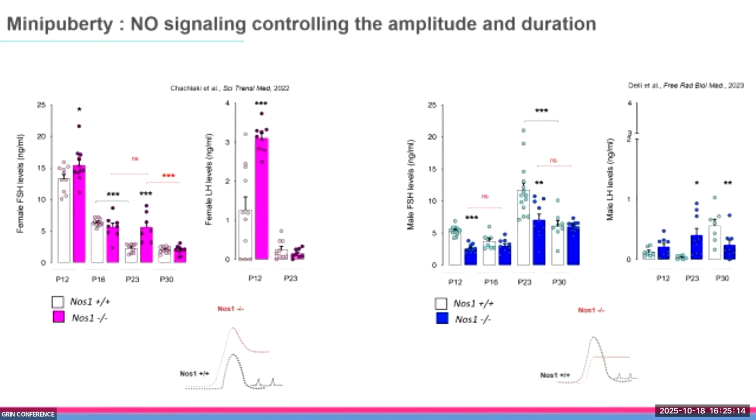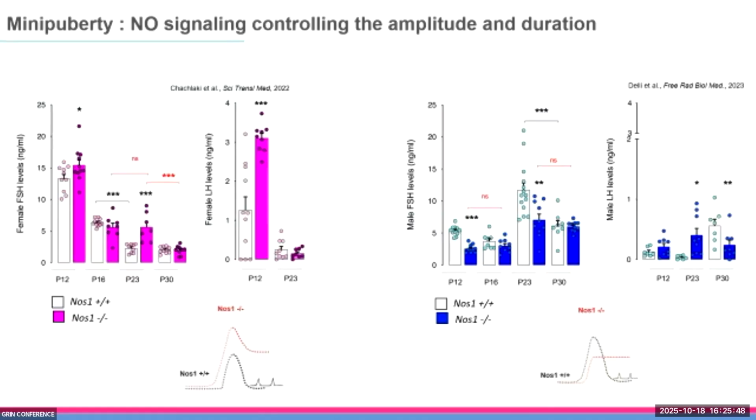We don't know exactly the importance of this axis for later development, so we went back to our mouse model to try to start manipulating the axis a bit and understand what could be its importance for the developmental processes. So here you can see mice that are either wild type or completely deficient for the neuronal form of the nitric oxide synthase, and you can see here that the FSH level, so this mini-puberty, is exacerbated in the absence of the neuronal form of the nitric oxide synthase.